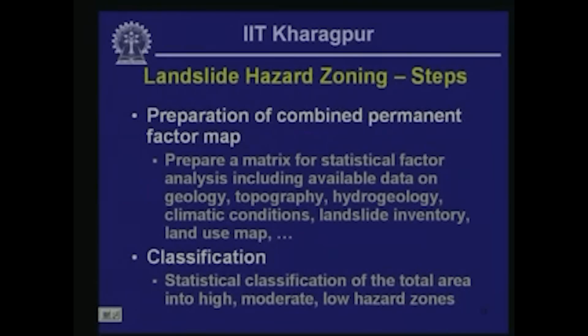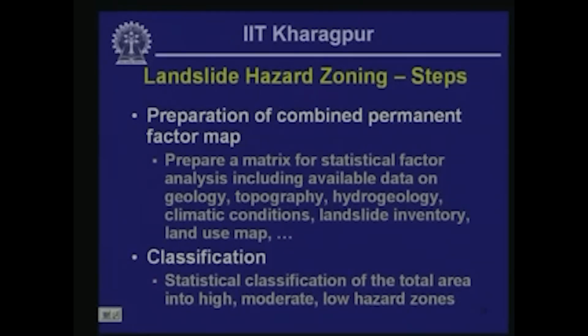Now we are in a position to briefly discuss the landslide hazard zoning that is typically done by an engineering geologist. What are the steps involved in this particular assignment? What you need to do first is to prepare a combined permanent factor map. What is done here is to prepare a matrix for statistical factor analysis, which looks at all the individual factors that are responsible for the landslide activity in a given area.